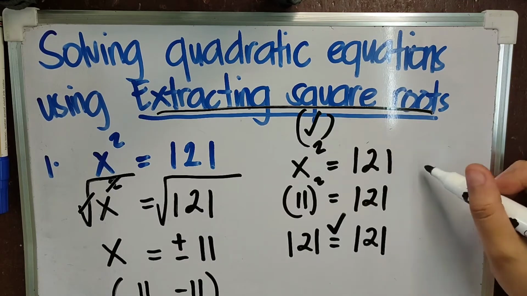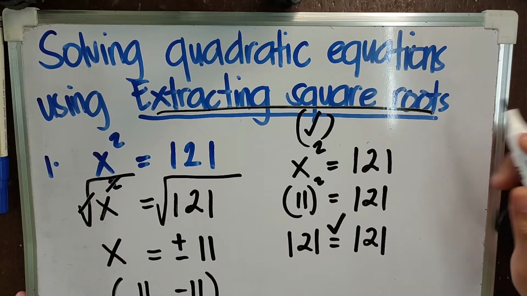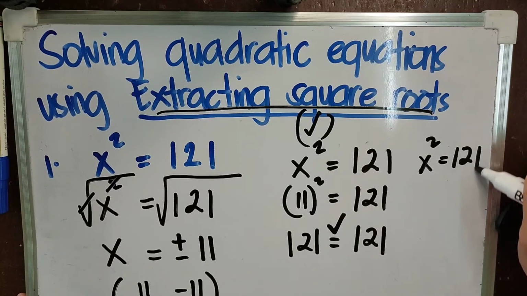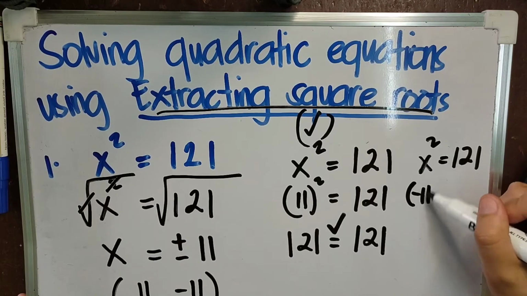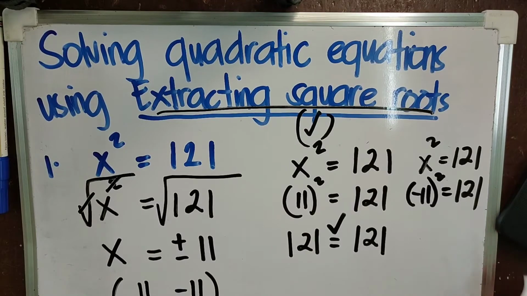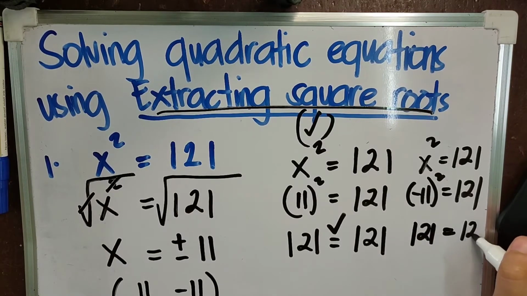Okay, how about negative 11? So we have x squared equals 121. So we have negative 11 squared equals 121. If you are going to multiply two negatives, the product is always positive. So 121 is equal to 121. Meaning both negative and positive are correct.